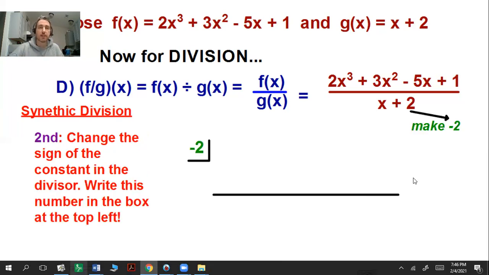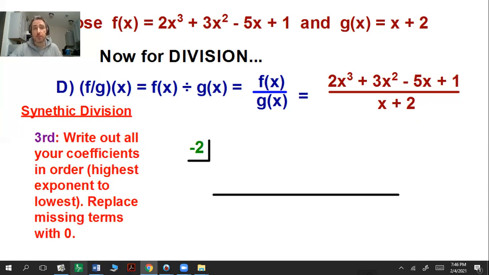That's first step. Second step is you take your divisor. Your divisor is the thing on the bottom of your fraction, your denominator. You are going to change the sign of it. So since that says x plus 2, we're going to make it -2 and put that number in the box. We're only dealing with integers. We're not dealing with other numbers or other variables.